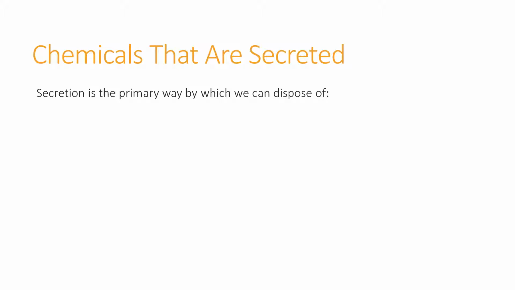Secretion is the primary way by which we can dispose of our nitrogenous wastes like ammonia, urea, and uric acid. Ammonia, urea, and uric acid are small enough that they can be filtered out of our blood in glomerular filtration, but some of these, like urea, do wind up getting reabsorbed. So we have to spend a little bit of energy selectively pumping these nitrogenous wastes out of the peritubular capillaries and into what will eventually become the urine.